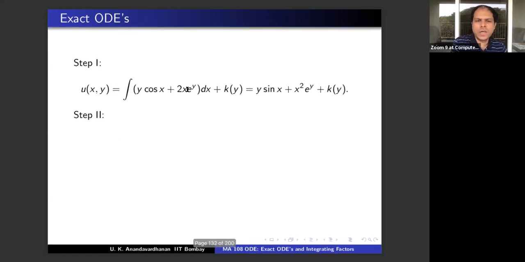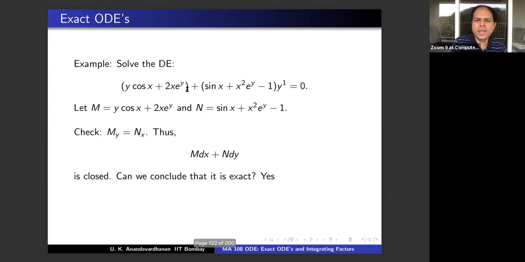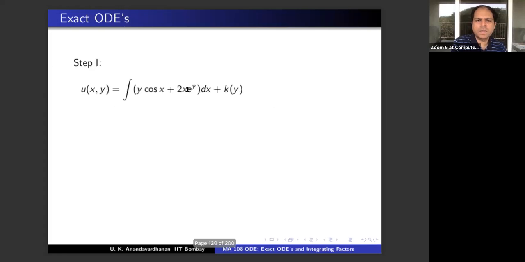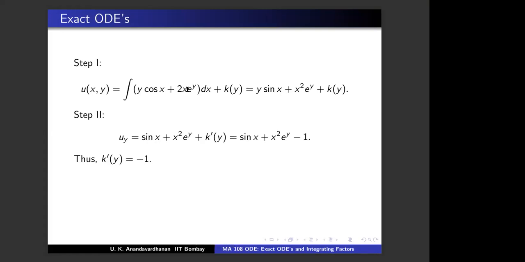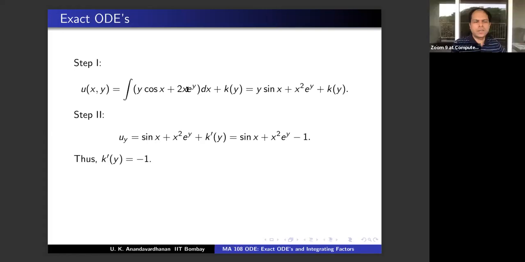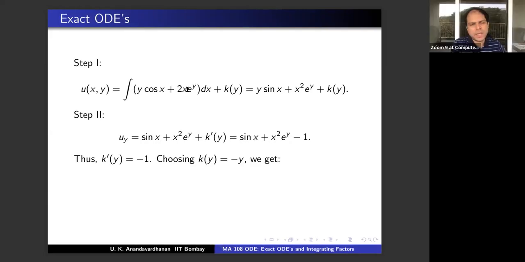And this you equate with N. What is N? N is sin x plus x square e^y minus 1. So k prime y is what? k prime y is minus 1. And therefore, what is k(y)? Minus y plus a constant.